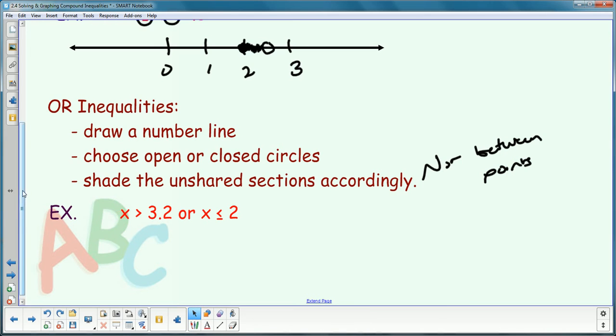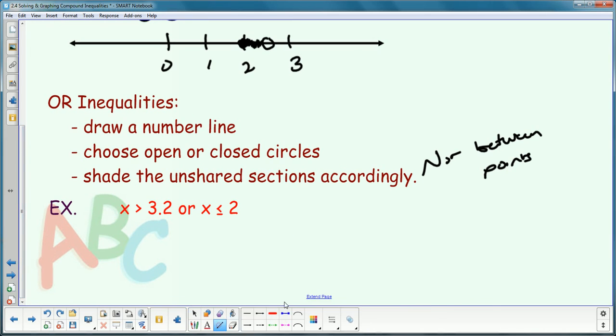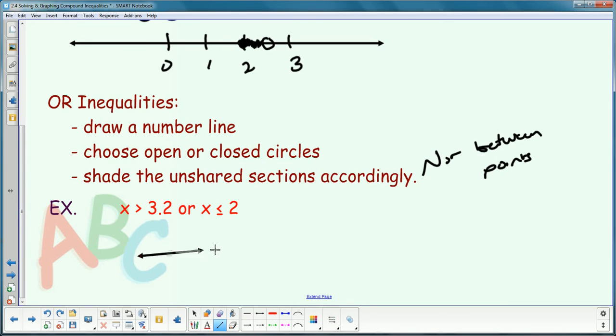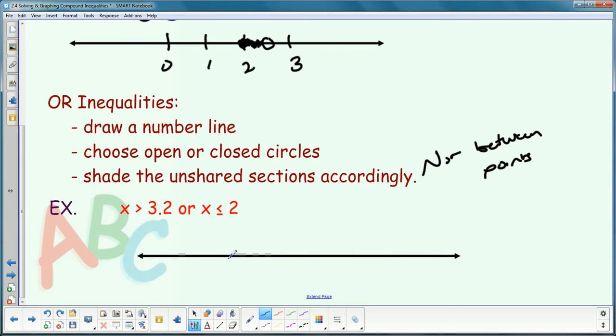So using our same example as the last one, I'm going to set this up again, put our number line, I'm going to put 0, and then I need 1, 2, 3, and I'm going to put 4 in there as well. So greater than 3.2, I'm going to go about where 3.2 would be and put in an open circle. Less than or equal to 2, go to 2, and I put a closed circle.